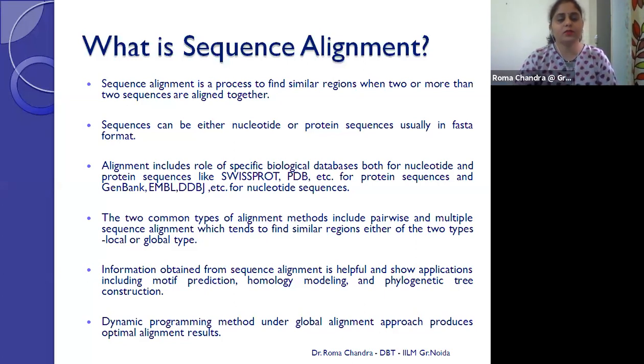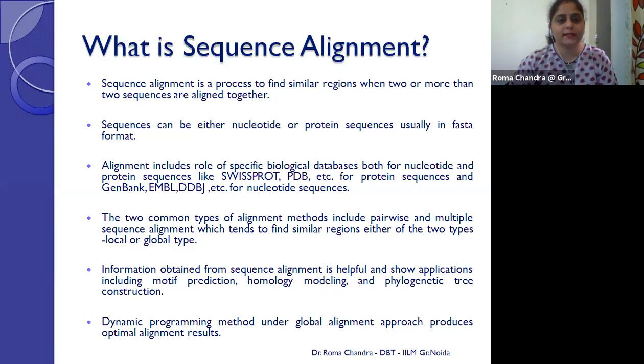When we search for these similar regions, we will search for two kinds of regions. They can be local regions or global regions. What are they? We'll discuss further. In my session today, I will majorly focus on the dynamic programming method that comes under the category of pairwise sequence alignment. This method works for the global alignment approach, and the alignment result this approach produces is supposed to be the most optimal alignment result compared to the other methods.